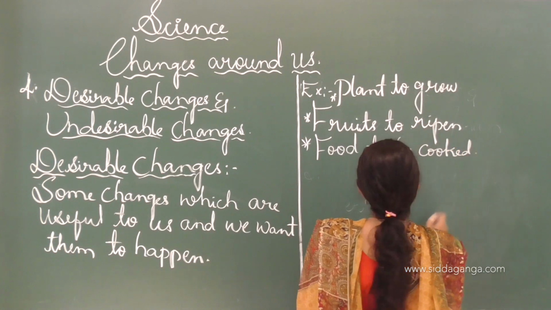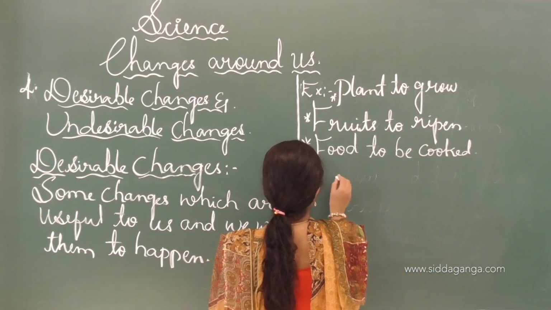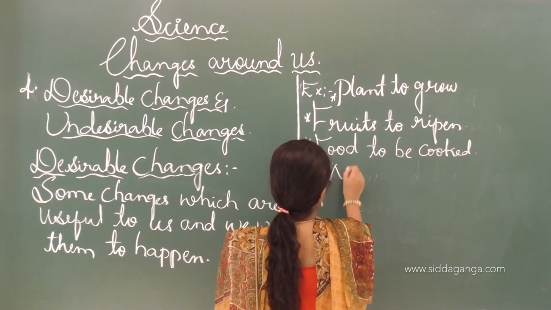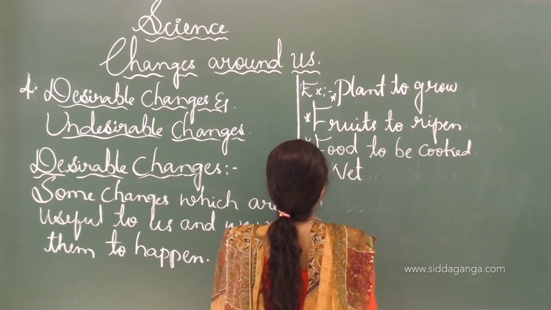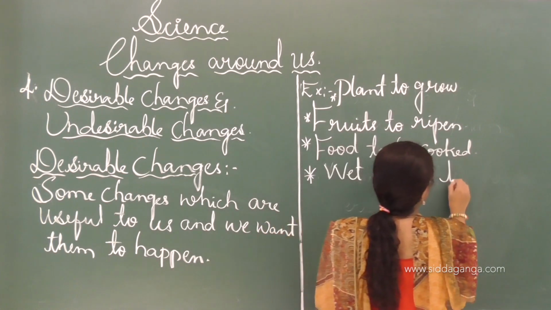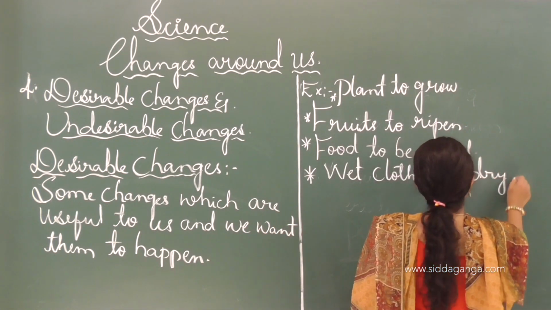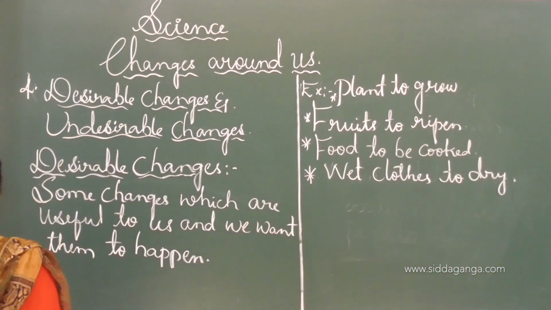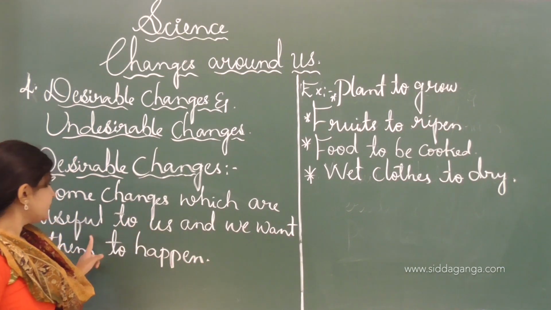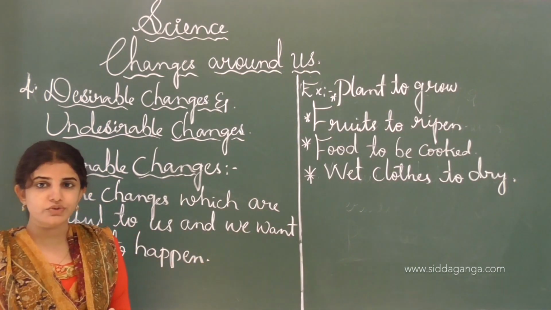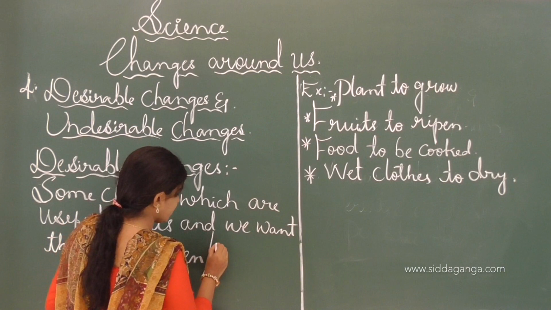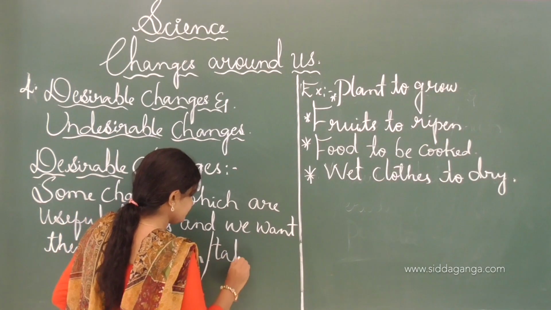Food to be cooked, wet clothes to dry. See, these are some examples of desirable change. Desirable changes are those changes which are useful to us, and we want them to happen or take place. Such changes are called desirable changes.